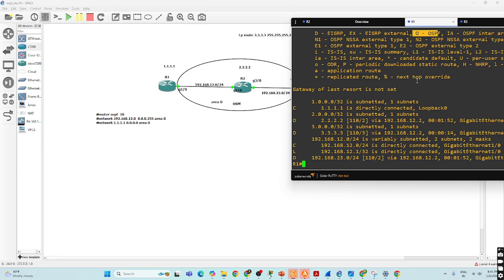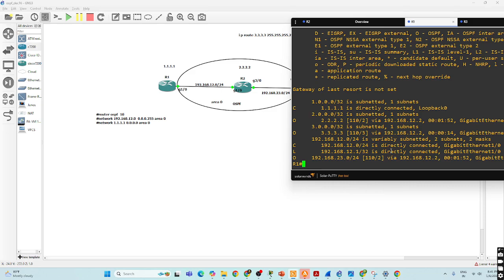Now, what is the administrative distance of OSPF? 110. Right? Yesterday I told you it's 110. What is the administrative distance of static route? 1. Very good. 1. OSPF is 110. Okay? And what is the protocol number of OSPF?